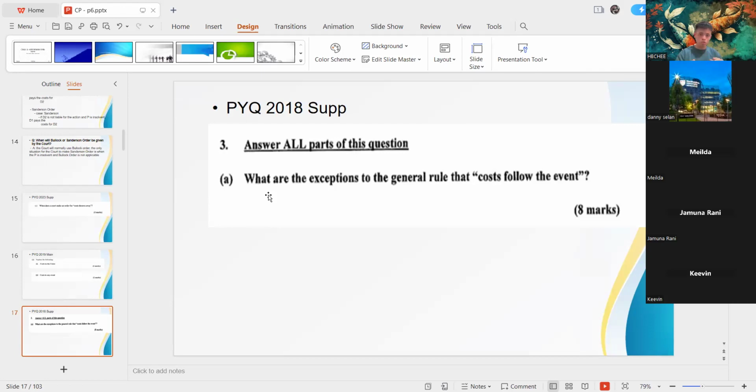So this is how we are going to score the 8-mark question, because the logic is that when you see an 8 to 10 marks question, basically you have to insert 2 points. The first point is, what is the general rule? Then you go to the exception. This is how you're going to score an 8-mark question.